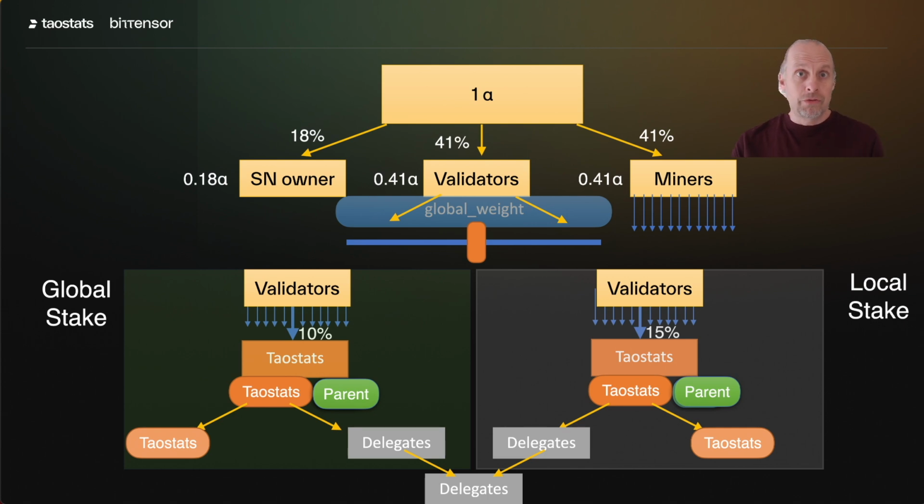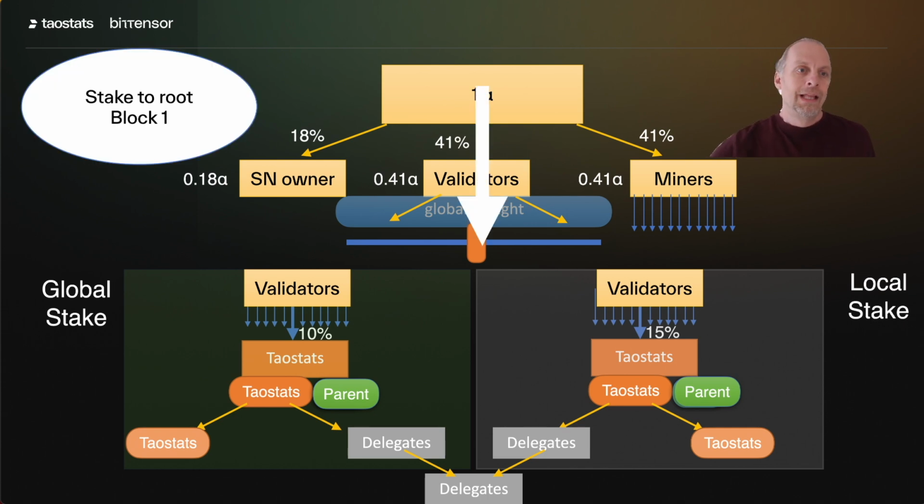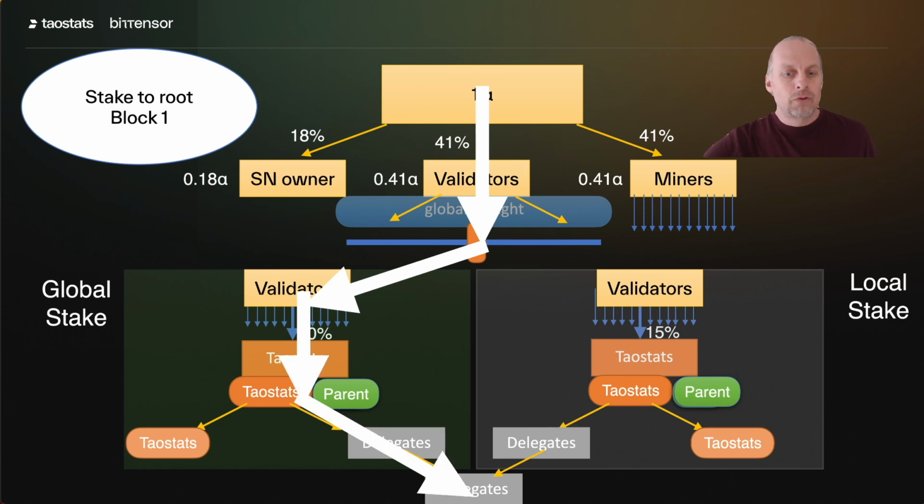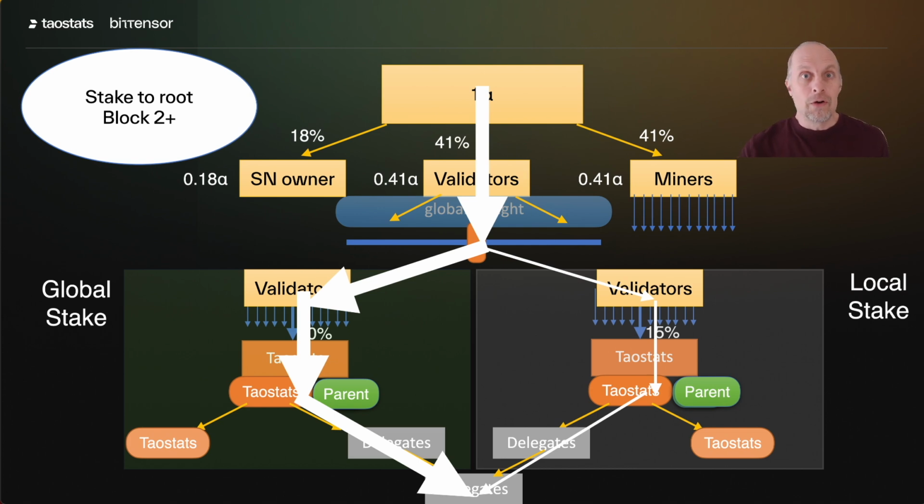Now this is happening across all of the subnets for every single block. Let's do a couple examples just to see how this all works. Let's say you've staked only to root. On block one, you only have global stake. You don't have any alpha. So that comes through and you were awarded alpha based on your global stake. But now you've been awarded alpha. So on block two, guess what? You have a little bit coming through on the local side because you do have a little bit of alpha now. It may just be dust, it may be very small, but you're now earning alpha.